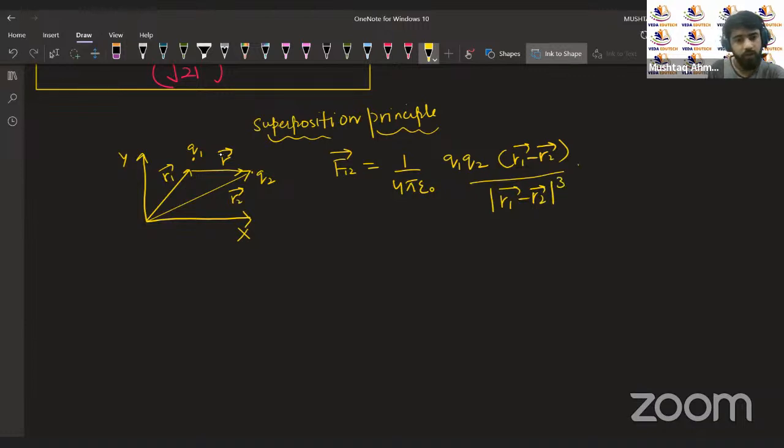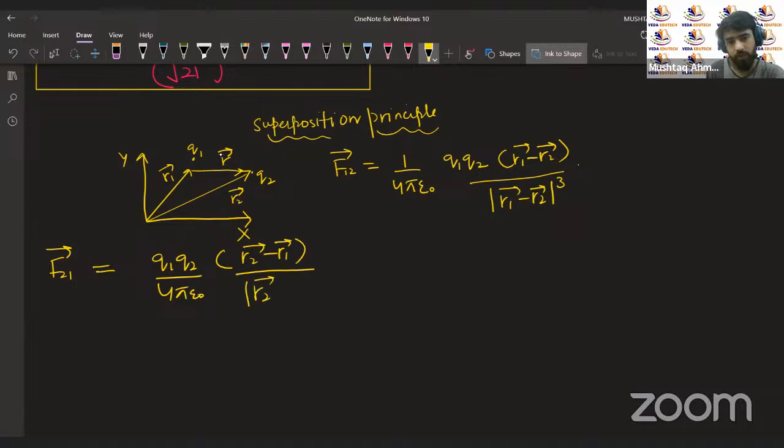And similarly, we also found that the force on charge 2 because of charge 1 is given by q1 q2 upon 4 pi epsilon naught, r2 vector minus r1 vector, upon the magnitude of r2 minus r1 vector, whole cube. And this force between the two charges in vector form holds provided the two charges are placed in vacuum.